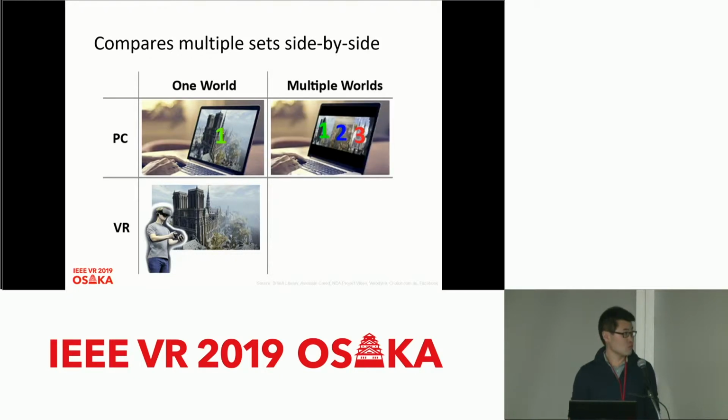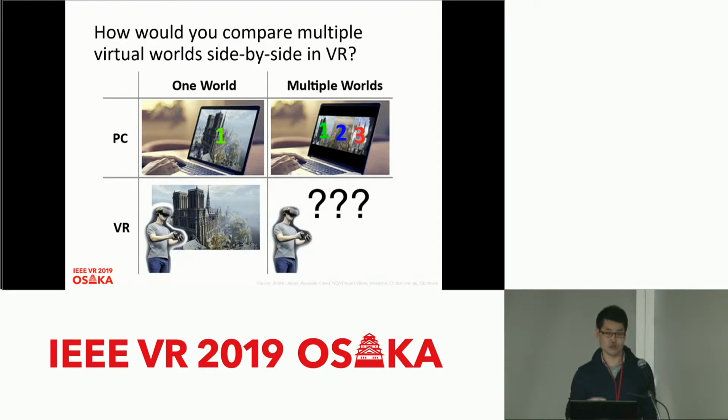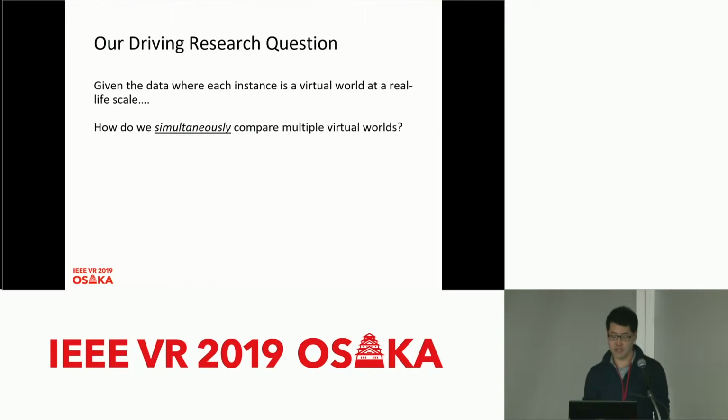On desktop, one thing you can do is put them side by side and compare. The benefit of this approach compared to going through them one by one is that you don't have to rely on your memory to make the comparison. But how do we do this kind of comparison in virtual reality? So our driving research question is: given data where each data instance is a virtual world at real-life scale, how do we simultaneously compare them?